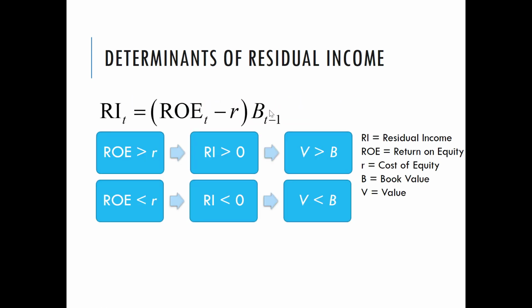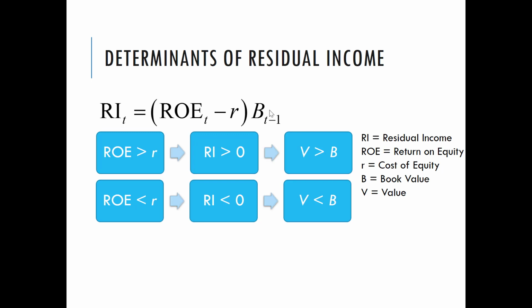Now, you could also look at residual income as a function of a firm's return on equity, because technically speaking, a firm's residual income can be viewed from a return on equity perspective. If a firm has a greater return on equity than its cost of equity, it's going to have a positive residual income because it's generating more than the equity charge. So when the return on equity is greater than the cost of equity, residual income is greater than 0, which means that the value of the firm is above the current book value.